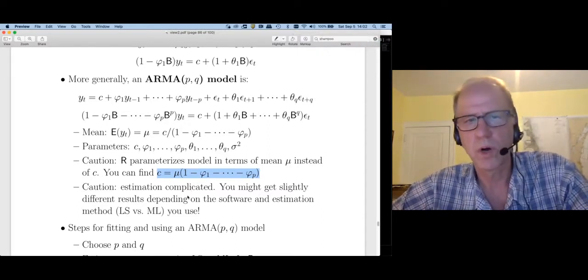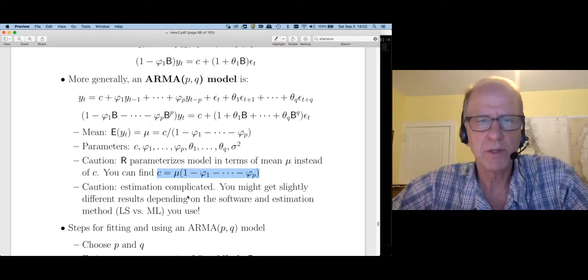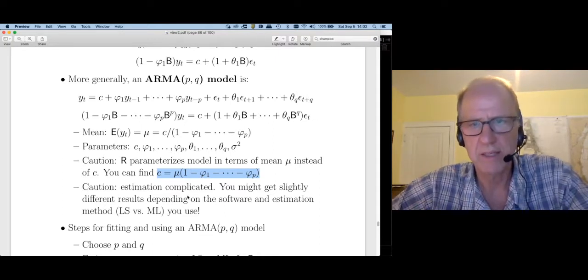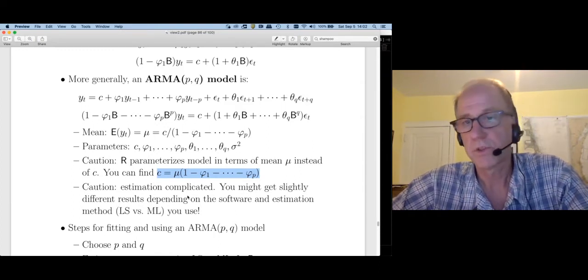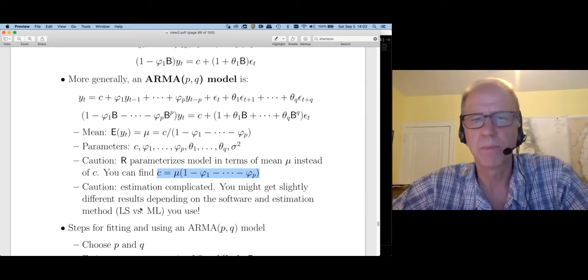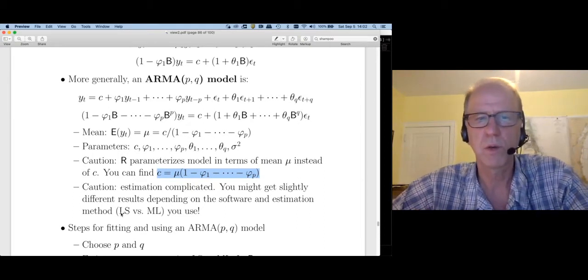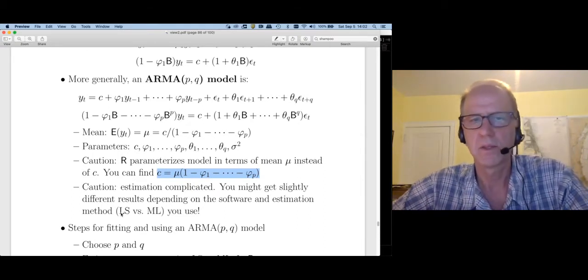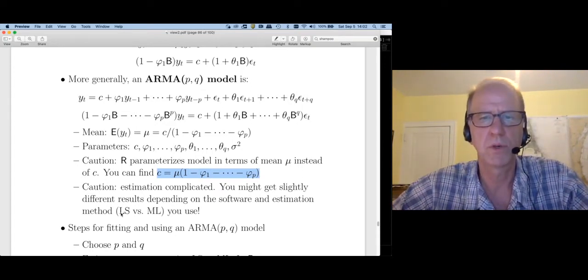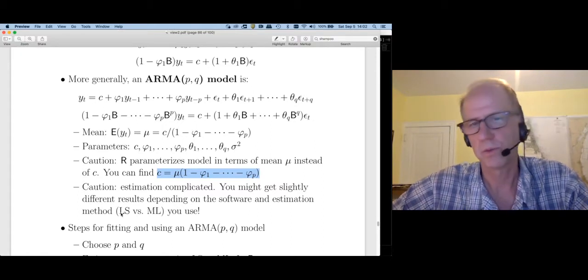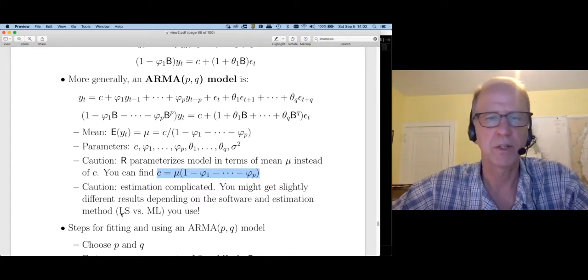One other word of caution, these models are complicated to estimate. If you use different software packages, you might get slightly different results. Different software packages might use maximum likelihood instead of least squares or vice versa. And so don't get too upset if the numbers don't always match from, say, SAS to R to another package.